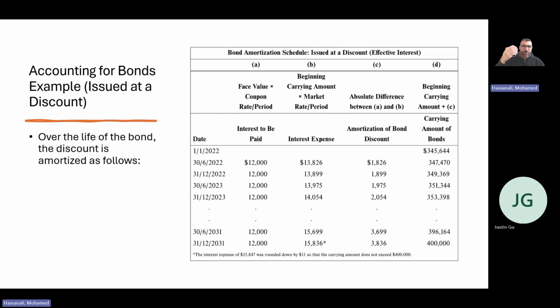When you're dealing with premium situations, I'll show you one of those examples later, you're going the other way. You start at higher than face value and you're reducing the value of the bond so that you get to the face value by the end of the term. In this case you start at 345 and gradually keep adding this amortization until the end, where you get to 400,000.